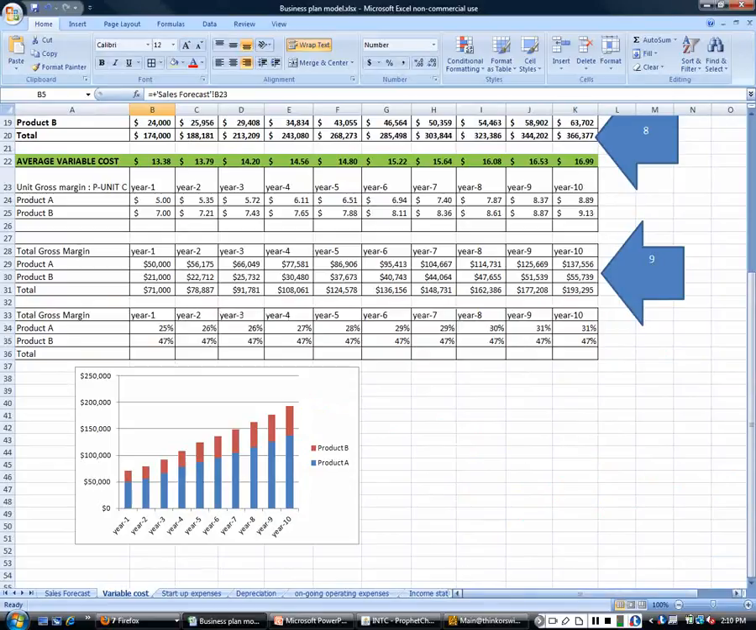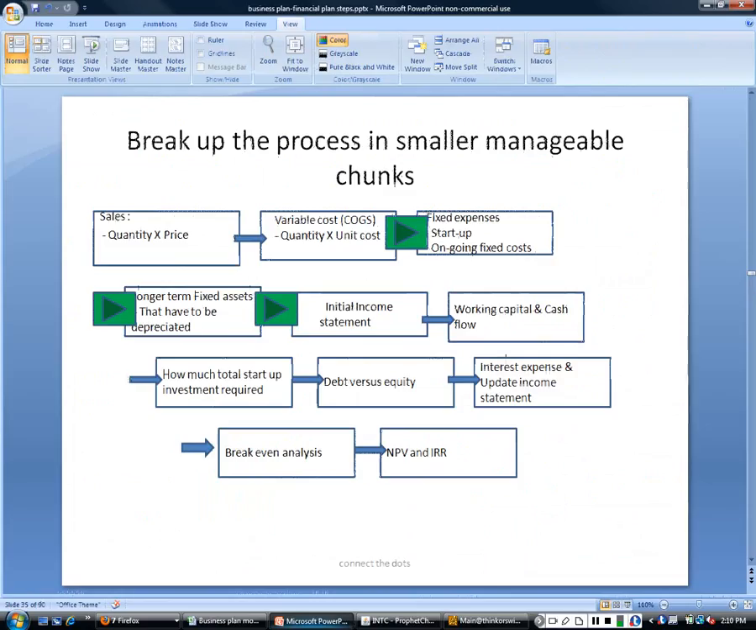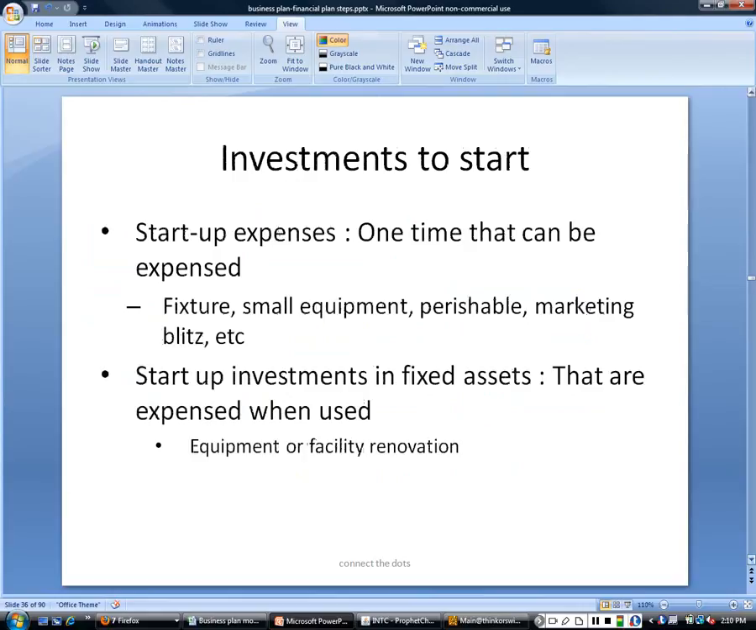So now let's continue with the process. Like I said, I'm going to get into the fixed cost. So first we start out with what is something we may need up front. One time, maybe required in the first year, sometimes maybe in the first or second year.